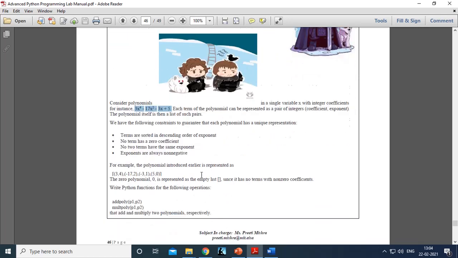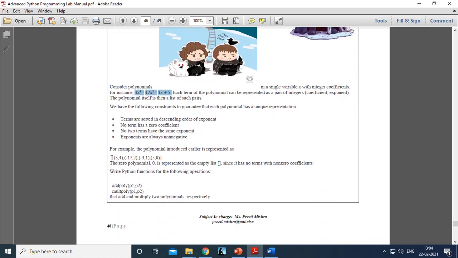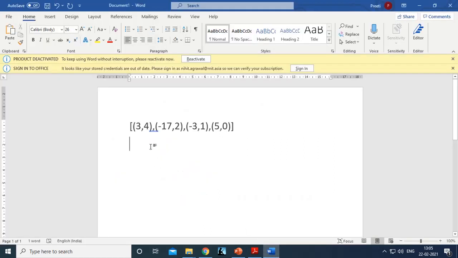Over here the input will be given to you in the form of a list of tuples. In this way the input will be given. Suppose this is the input given, I will tell you what it represents, and then how you can multiply or add two polynomials. So let us move to the explanation.